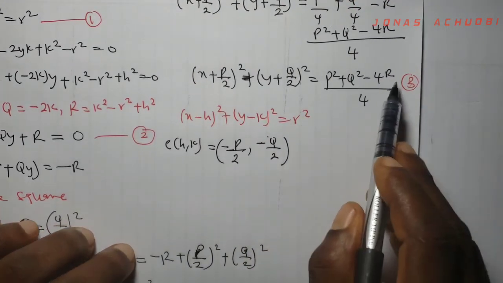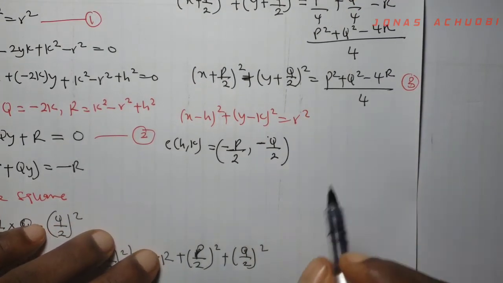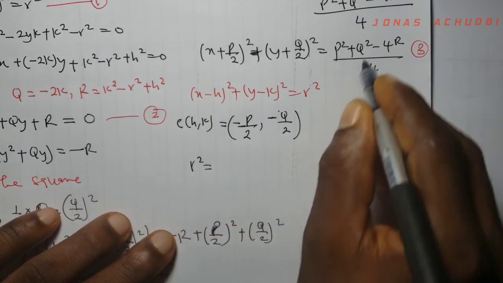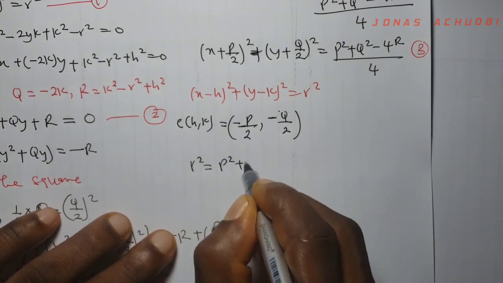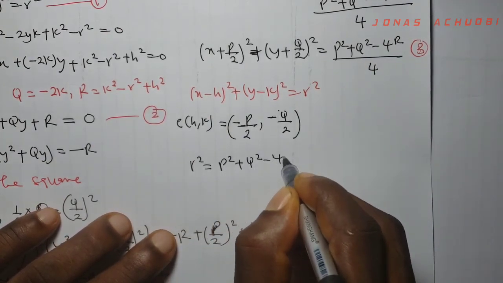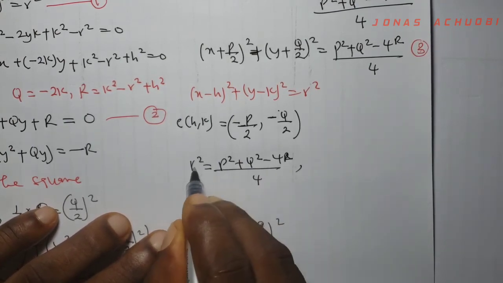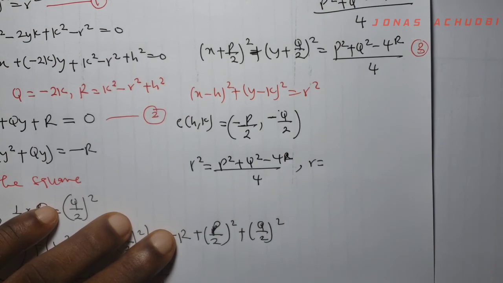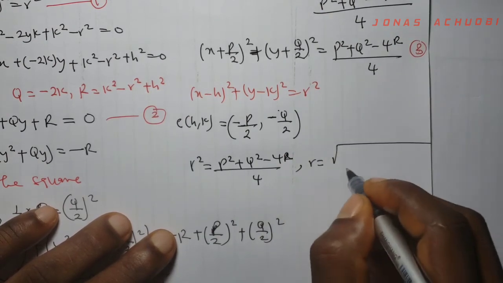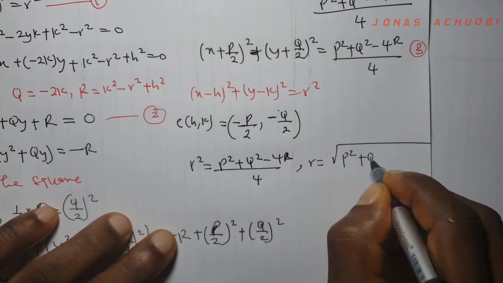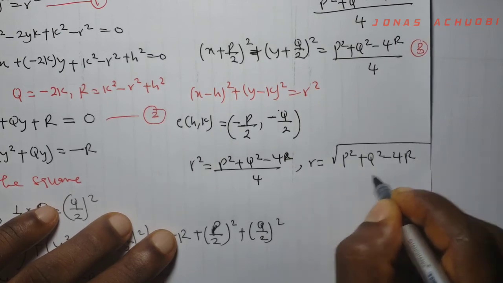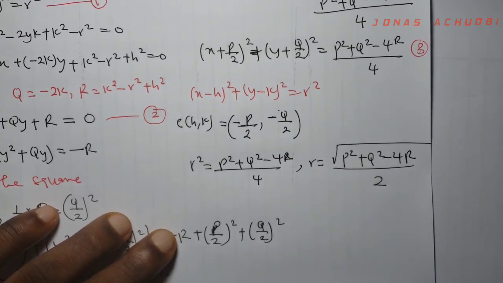Now if we compare these two, our r squared will be p squared plus q squared minus 4r all over 4, so that our r now becomes the square root of p squared plus q squared minus 4r, over 2.